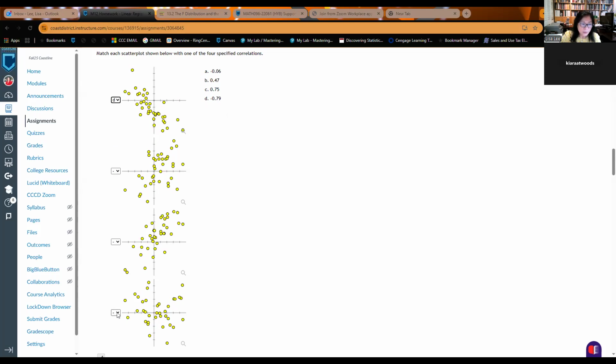And the last one here, I will pick the first one, negative 0.06, A. Because it's going down, but it's kind of spread around, right? The linear correlation is very weak. Since it's spread around like that, that's how I know it's close to zero. Spread more around, further away from negative 1. Not together in one line. Okay, that makes sense. That's how you look at it.